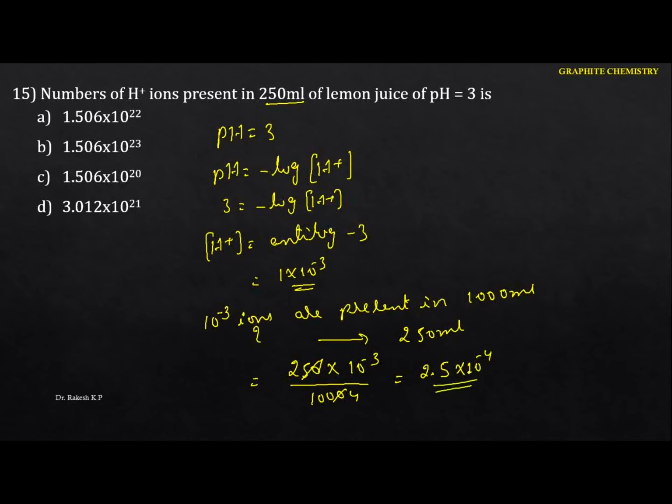Okay, but what you have to calculate is the number of H plus. That means whatever value you get is multiplied by Avogadro's number, which is 6.022 into 10 to the power of 23. If you multiply by this, we are going to get 1.506 into 10 to the power of 20. Hence in this case the option is C. The option is C.